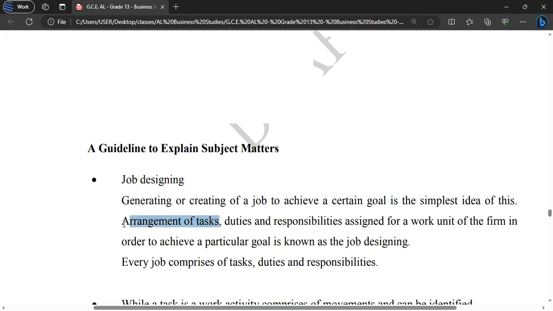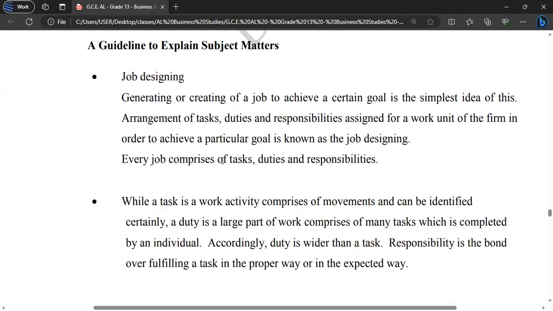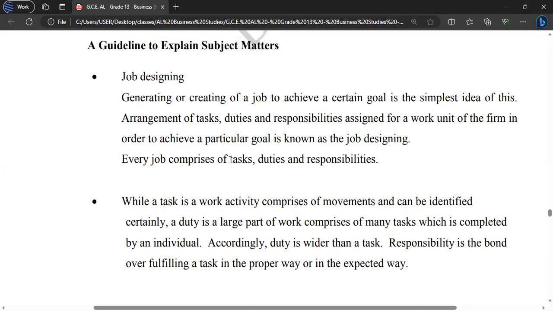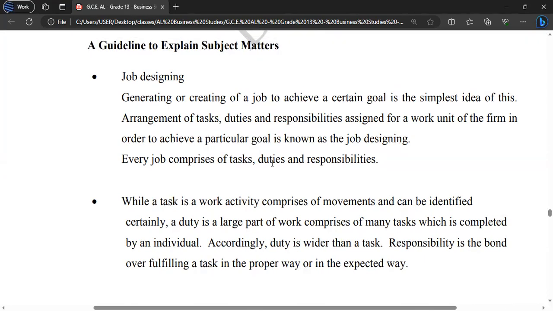Arrangement of tasks. In job designing, you are going to arrange tasks, duties, and responsibilities assigned for a work unit of the firm in order to achieve a particular goal. That is known as job design. So every job comprises tasks, duties, and responsibilities, right? If we take a teacher, the teaching job comprises some tasks, some duties, and some responsibilities, right?